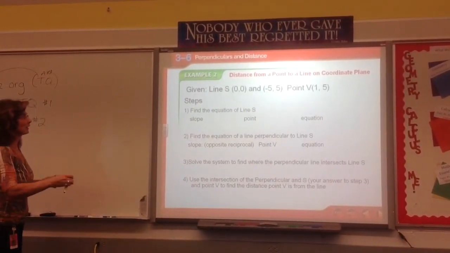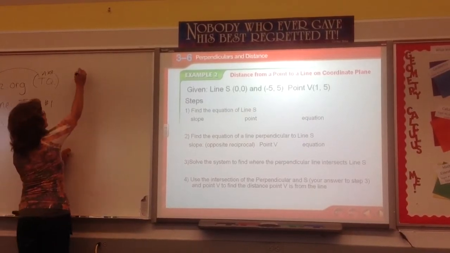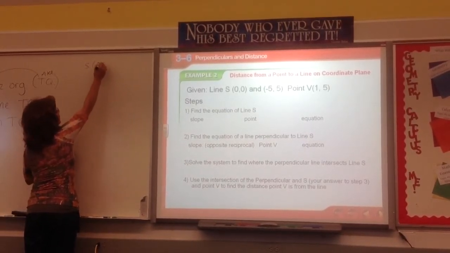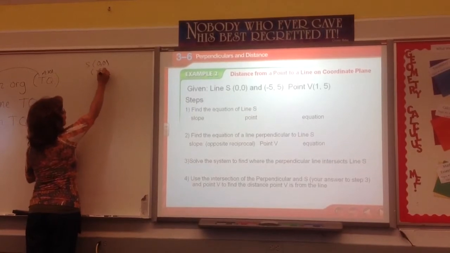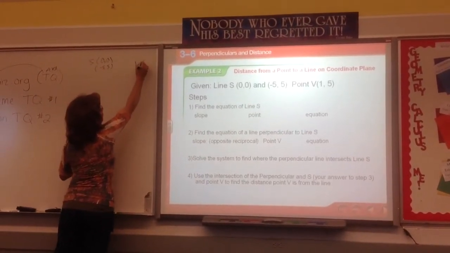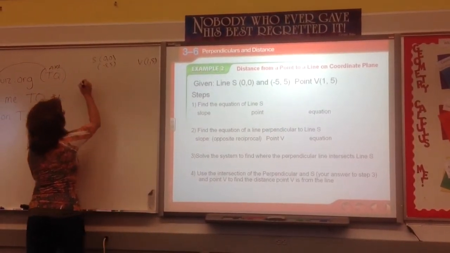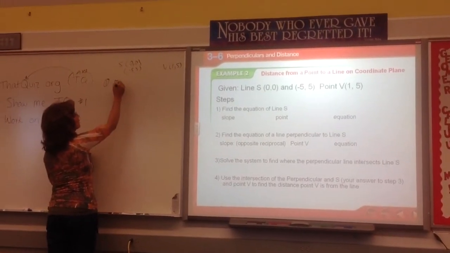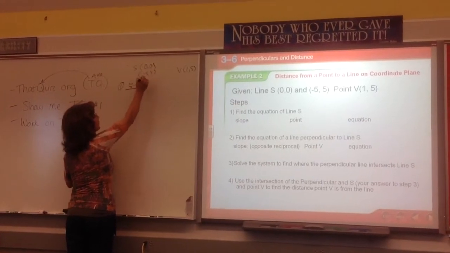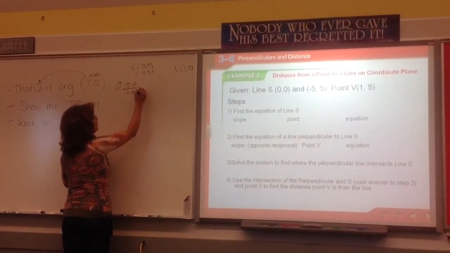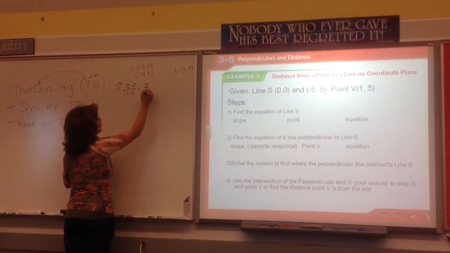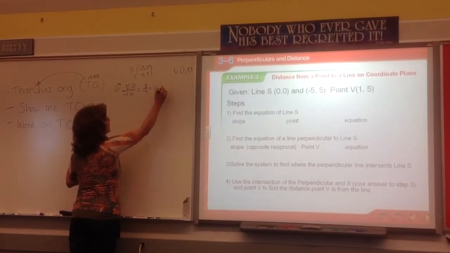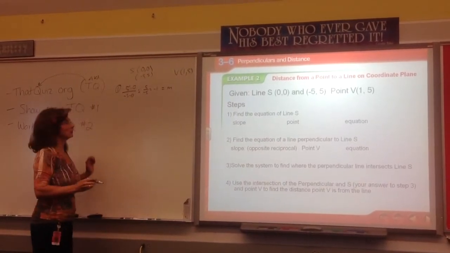Glad you're back. Now let's find the equation of line S. We know S has points (0, 0) and (-5, 5), and then we want to go through the point V, which is (1, 5). So step 1, we need a slope: y minus y over x minus x. We end up with 5 over -5 equals -1. That's the slope of line S.